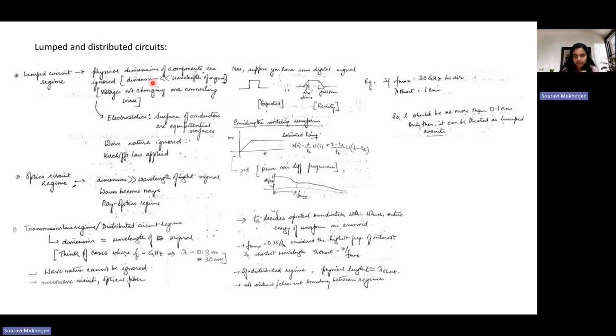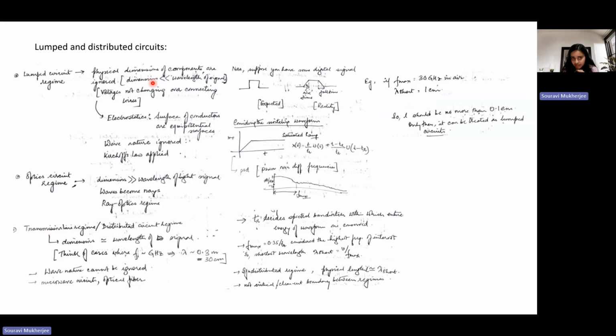And so here we are considering that the voltages are not changing over connecting wires. That is derived from the concept of electrostatics. What are connecting wires? They are conductors, right? And we know that the surfaces of conductors are equipotential surfaces. So there's no work done as charges move over the surface of the conductor. Using that, you can say that there's no actual potential difference or change in the potential as the signal gets transmitted over the connecting wires.